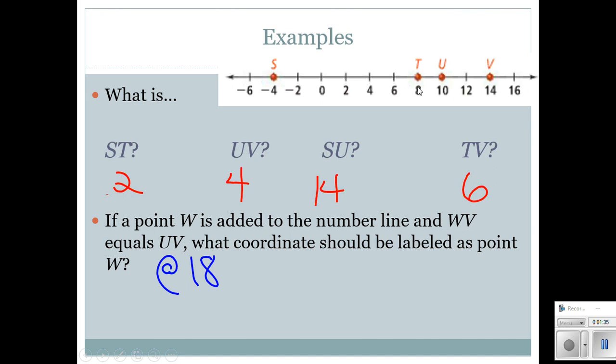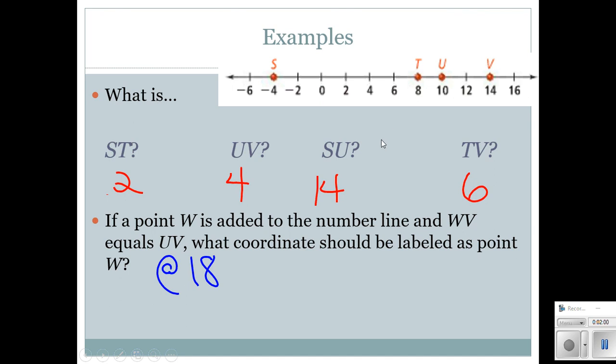-4 minus 8 is -12. Absolute value of those two numbers is 12. So that makes sense, right? So make sure you write 12 for ST. So when you see these capital letters, they're talking about the distance between these 2 points. So what's the distance between U and V? 2, 4. So 4. So if you do 10 minus 14, -4, absolute value is 4.